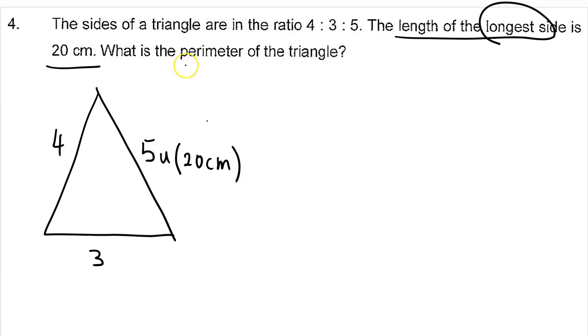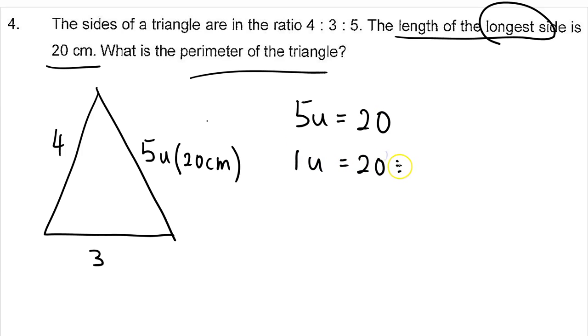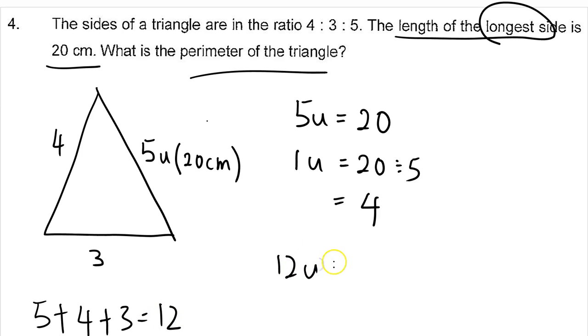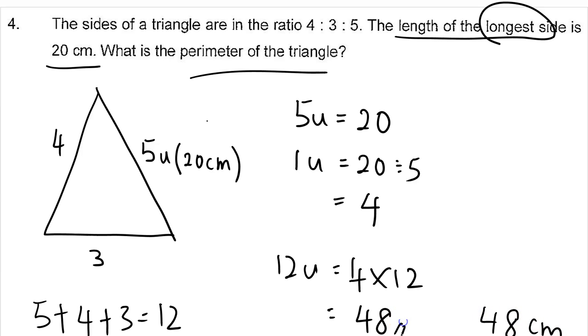Alright, so what is a perimeter? Perimeter will be all the 3 sides added together, isn't it? You know that 5 units is 20. We always look for 1 unit first. 20 divided by 5 gives you 4. Now the perimeter would involve you adding up all the units, which is 5 plus 4 plus 3, and this gives you a total of 12 units. So let's find out how much 12 units is. 4 times 12 gives you 48. So your answer will be 48 centimeters.